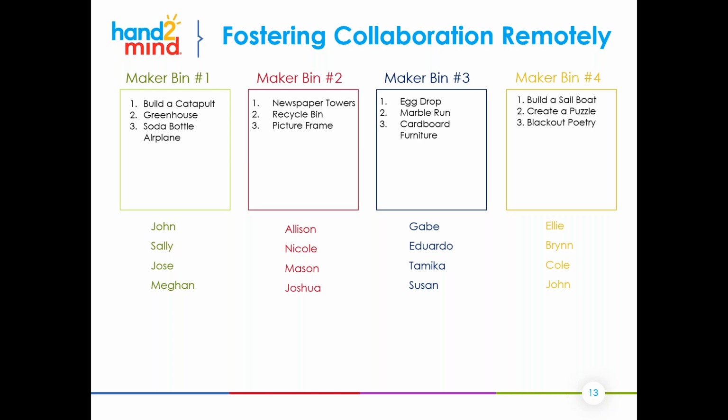So these are just examples of different challenges I could put in there. So the maker bin one might be building a catapult, a greenhouse, a soda bottle airplane. So they each have different challenges. But every bin would have several students. So the first one, John, Sally, Jose, and Megan, when I handed out the bins to take home, those 4 would end up with the same bin.